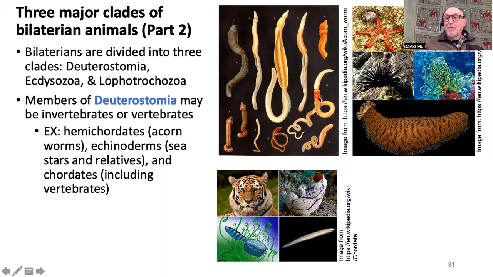This very strange group of wormy-looking things called the hemichordates. These are echinoderms, which are kissing cousins to the chordates. And then these here are all chordates, vertebrates like us. Then these invertebrate chordates as well. And these are even closer to us than the echinoderms. So that should kind of humble us a little bit.